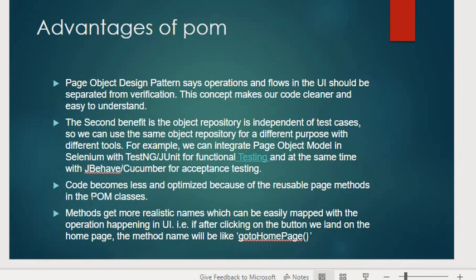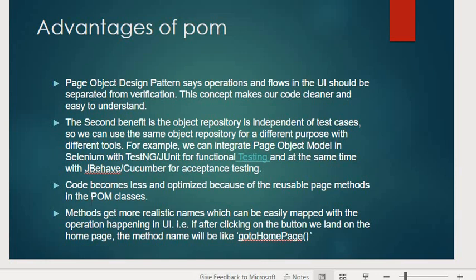The second benefit is that the object repository will be independent of test cases. So we can use the same object repository for different purposes with different tools. For example, we can integrate page object model in Selenium TestNG and JUnit for functional testing, and at the same time with JBehave and Cucumber for acceptance testing.